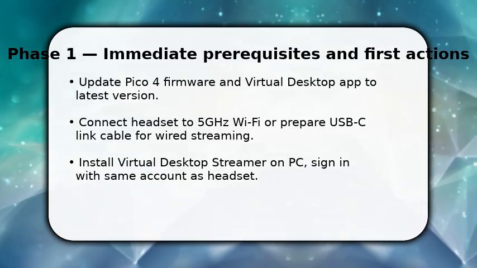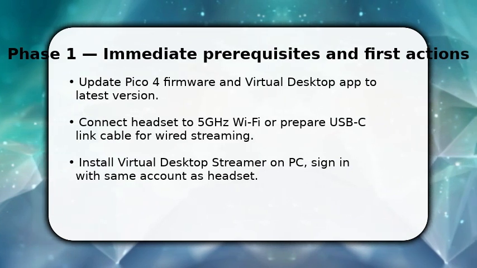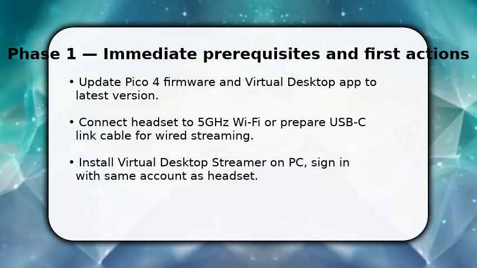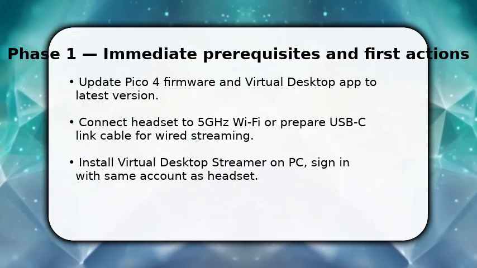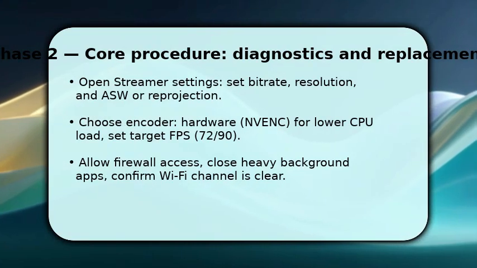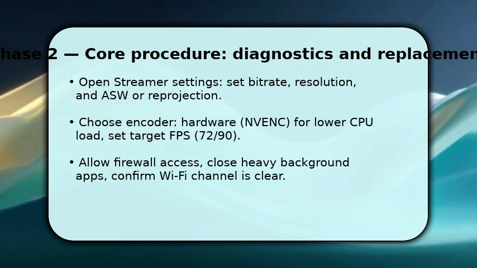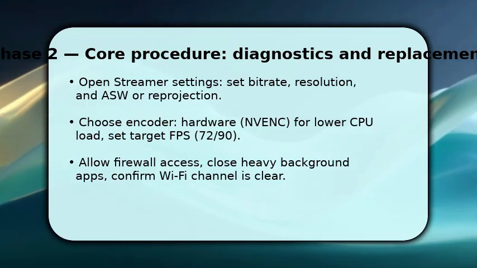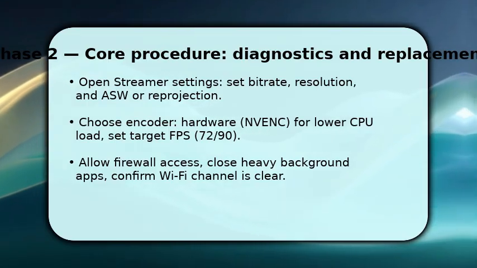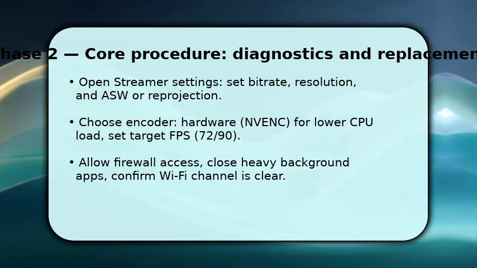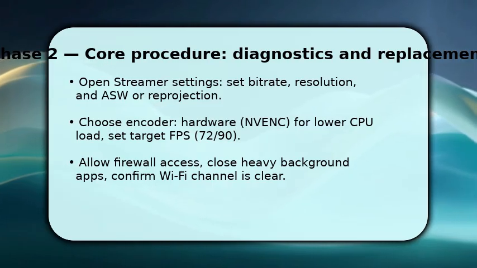Make sure your PC's GPU drivers are current so encoding works smoothly. Once paired, fine-tune streaming settings so performance matches your hardware. In the Streamer app, set a sensible bitrate, pick a resolution that your GPU can sustain, and enable ASW or reprojection if available to smooth motion.